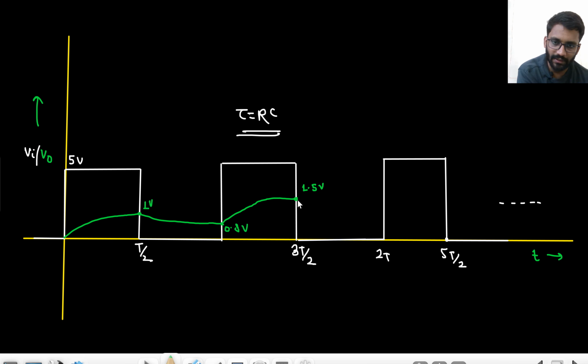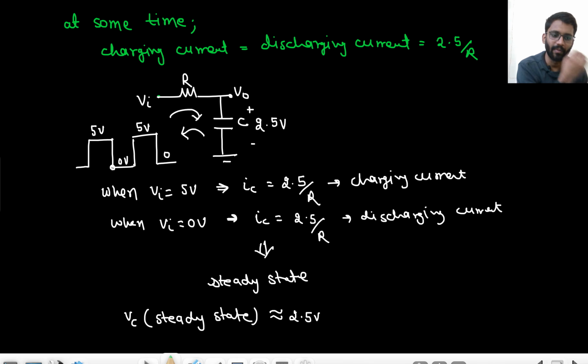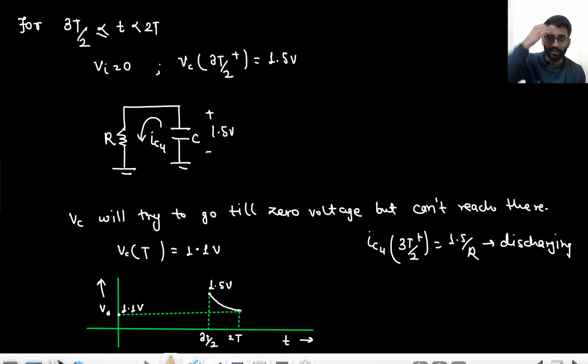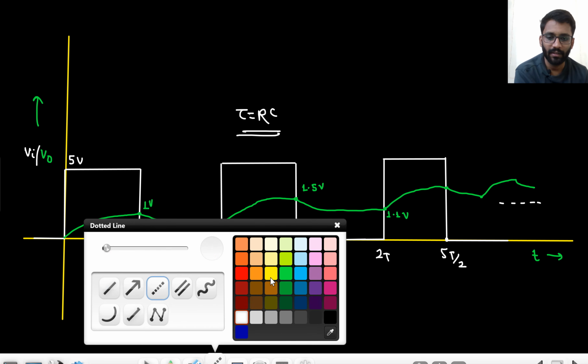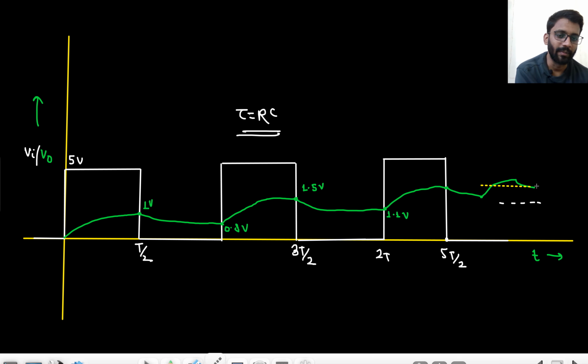Then it will try to discharge, let's just assume it is discharged from 1.5 to 1.1 volt. Then again it will try to charge, again discharge. So that's how the cycle will go on. And at steady state, the average value here would be 2.5 volt. This will be 2.5 volt. This is the steady state.